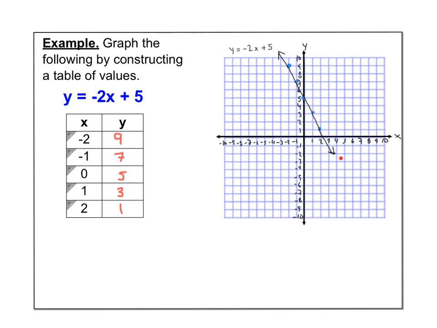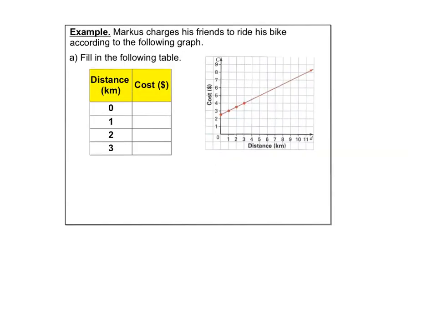Notice I've included my arrows on my line as well as my labeled line with my equation. Notice again that we have a consistent difference in the values of our y-coordinates. It goes down by 2 each time. So it's always a change of 2 in this equation. Okay, let's move on to our last problem set.